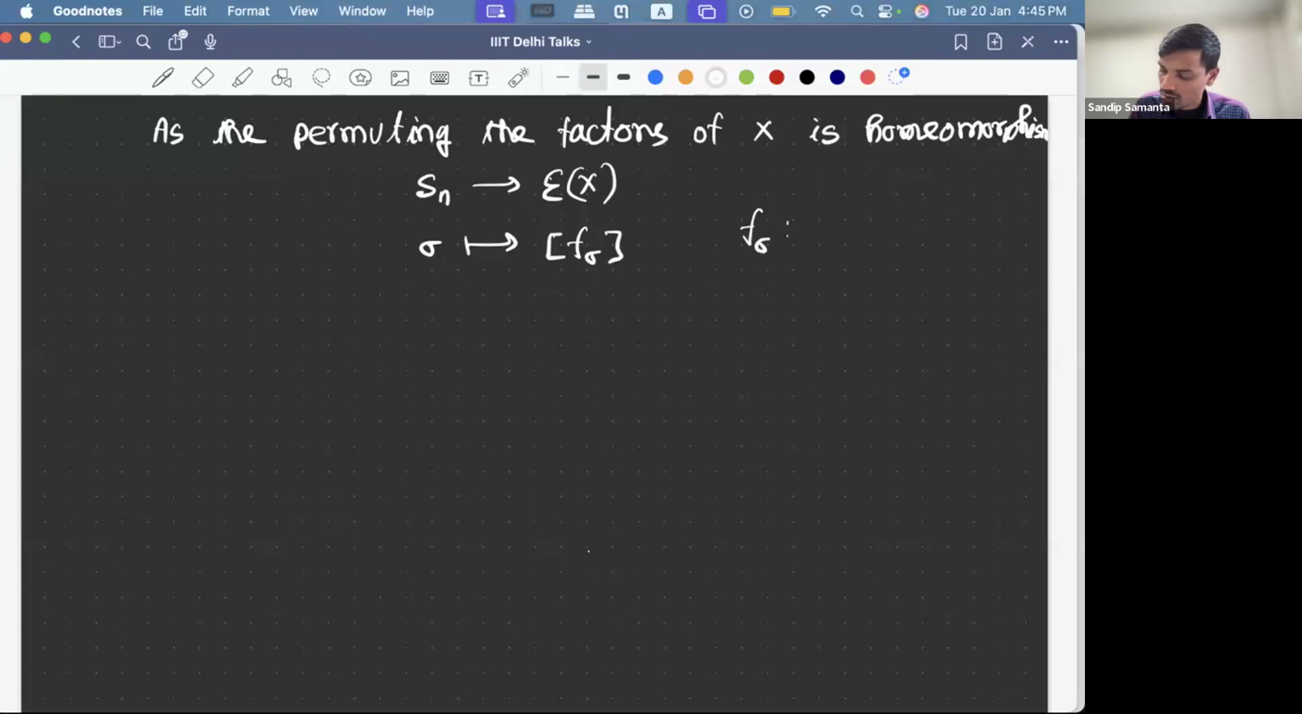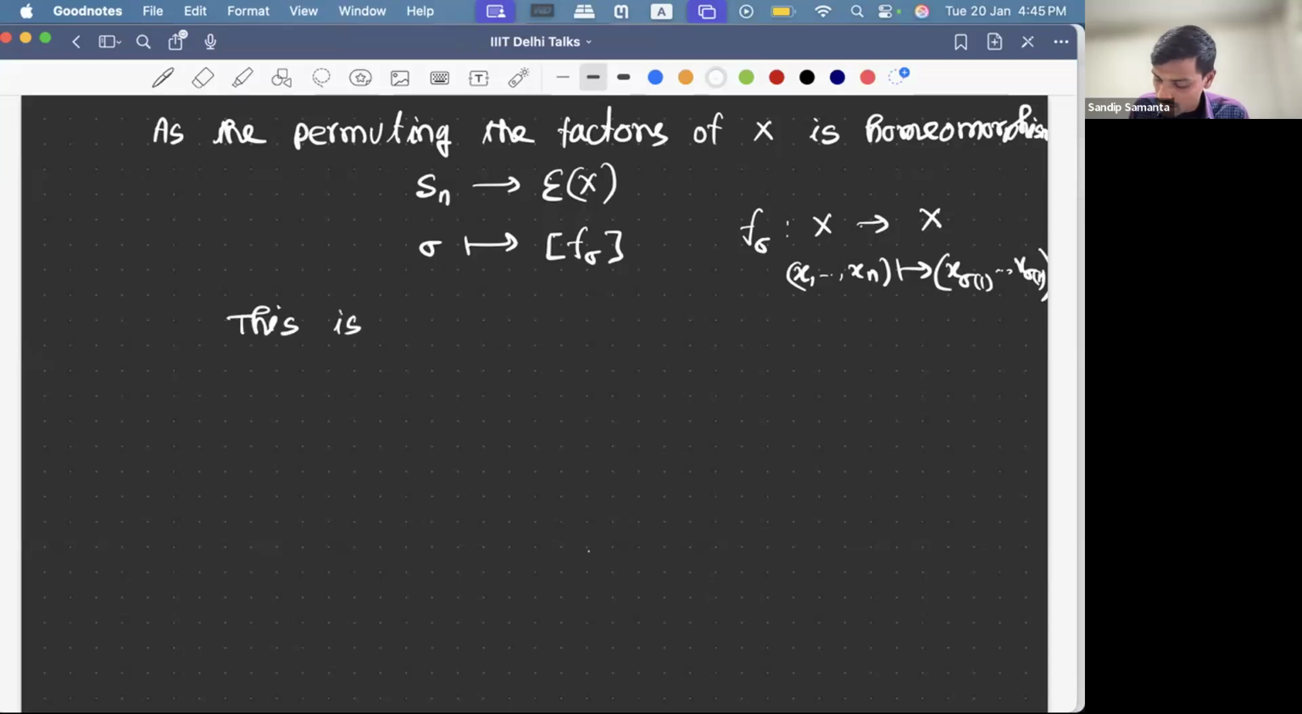So f sigma is from X to X. Here I have x1 through xn, and it is just sent to x sigma 1 through x sigma n by this map. So I can send sigma to the corresponding homotopy class of f sigma, and this is a homomorphism. In particular, it lands in the correct space, like it is also included inside E X. So I'm saying that this is also injective.